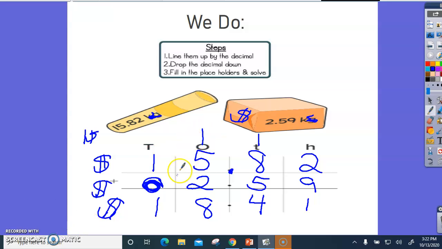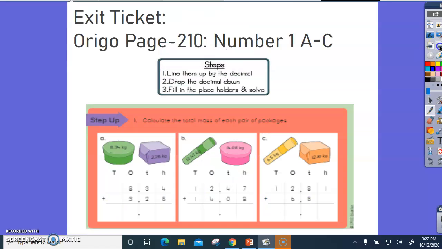The next part is in our workbook. You can stay live with me and I will explain our next steps. So here's your exit ticket. It is on page 219, number 1A through C. So inside of your workbook, I want you to work through A, B, C on your own, practicing adding them up and making sure that the decimals are correct. If there are zeros that need to be added in, do that. Take a picture of it and send it to me as an attachment before you go on to the independent work. I want to make sure that you are doing these correct before you move on.